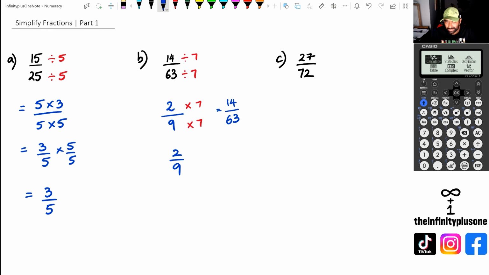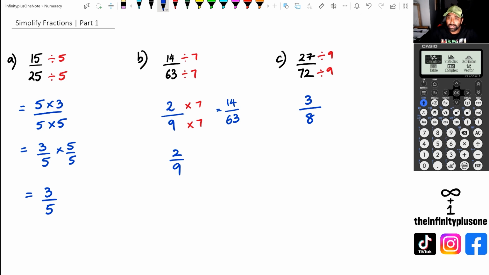So question C, again, 27 and 72. We can see that, where have we seen 27 and 72? They come in the 9 times table. So we know that 9 times 3 is 27 and 9 times 8 is 72. So we can divide the top number, the numerator, by 9, and the denominator also by 9. When we do this, 27 divided by 9 is 3, and 72 divided by 9 is 8.